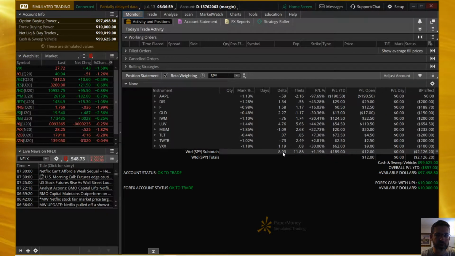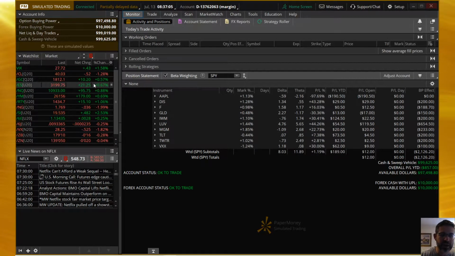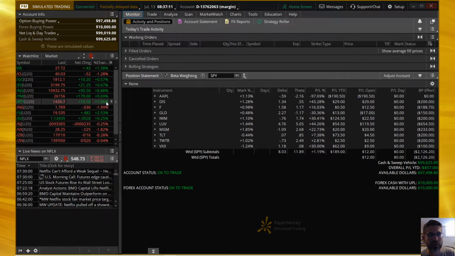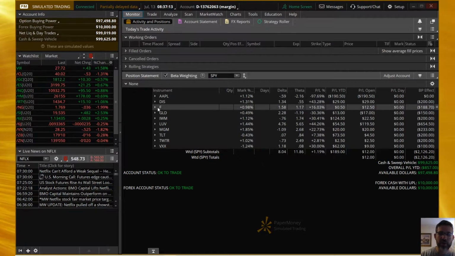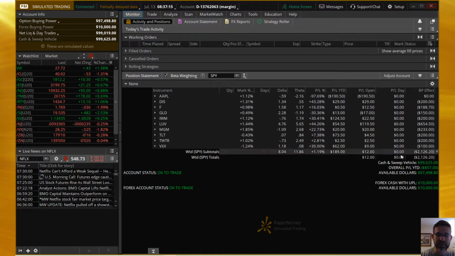So we know we're looking at a beta weighted delta here that is 8 now officially. And we can see that the S&P futures are looking up, NASDAQ's looking up, the Dow's looking up, Russell's up. So we're looking at probably a day where our portfolio will see a positive PL for the day. Let's keep our fingers crossed on that one.